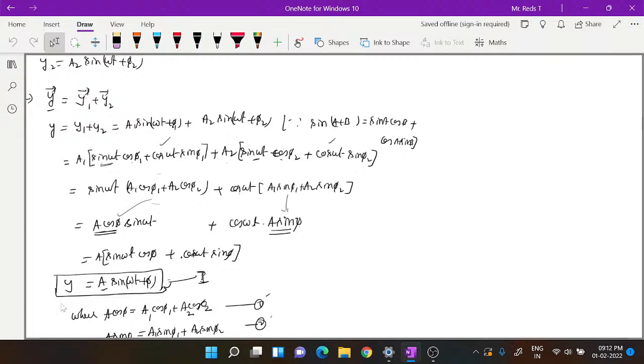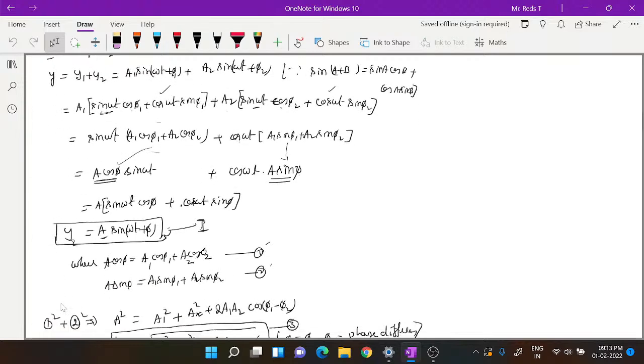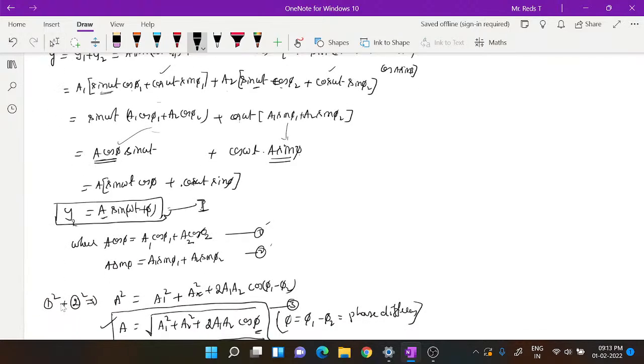On simplifying, we get the displacement of the resultant wave, or the combined wave, as A sin(omega t plus phi), where A is called the resultant amplitude, or the amplitude of the resultant wave. You can consider this as AR, the resultant amplitude.